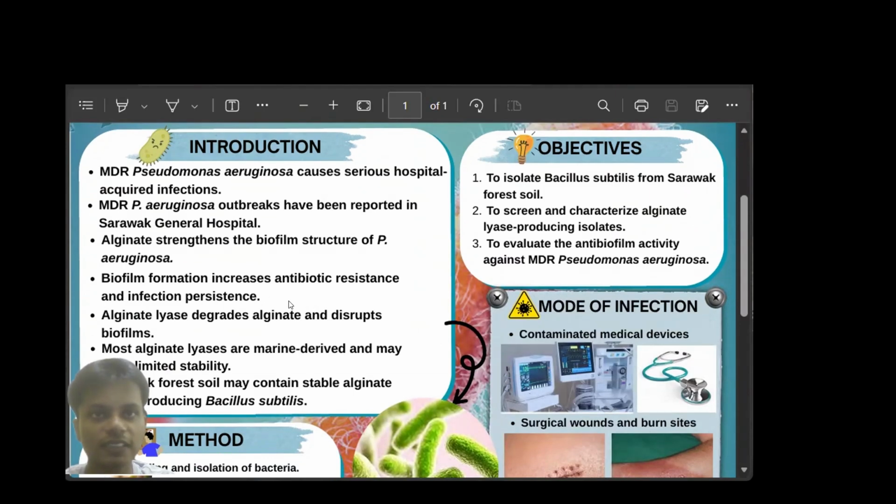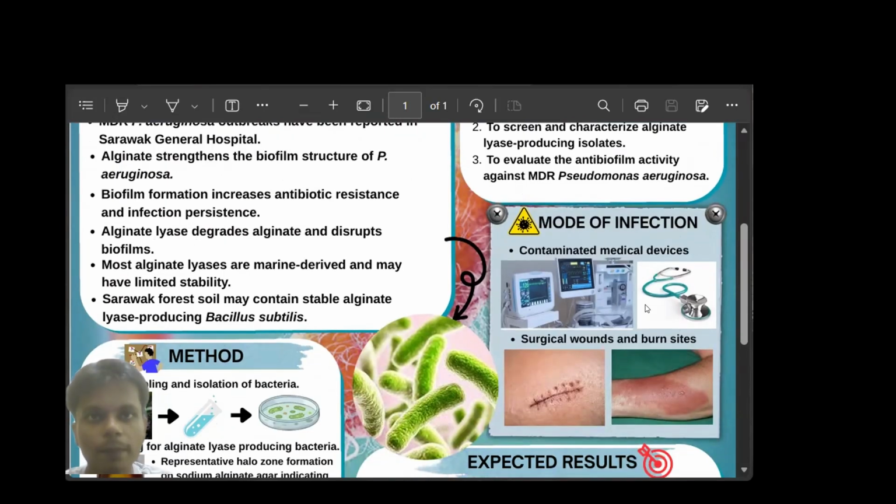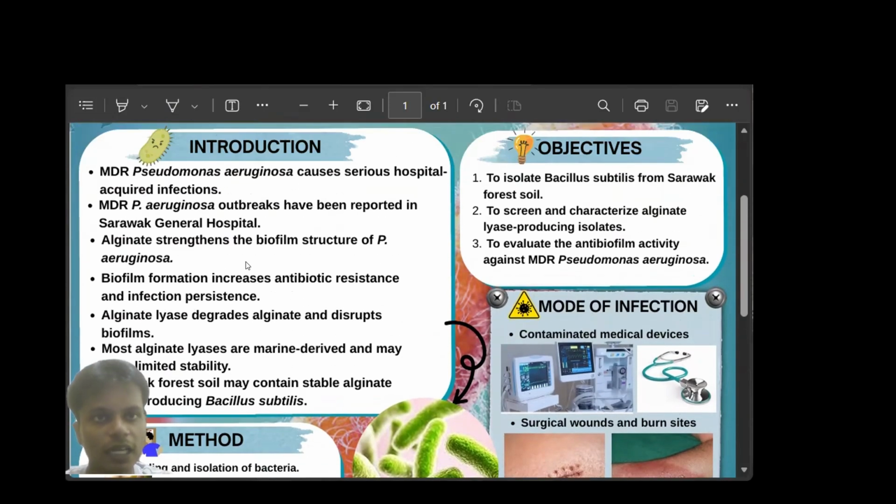Antimicrobial resistance is a growing global health concern, and one of the most problematic pathogens causing this is the multi-drug resistant Pseudomonas aeruginosa. This bacterium is commonly associated with serious hospital-acquired infections through contaminated medical devices that can be seen here, and surgical wounds and burn sites. An outbreak of this resistant pathogen has been reported in the Sarawak General Hospital, highlighting the local relevance of developing alternative antibiotic strategies.